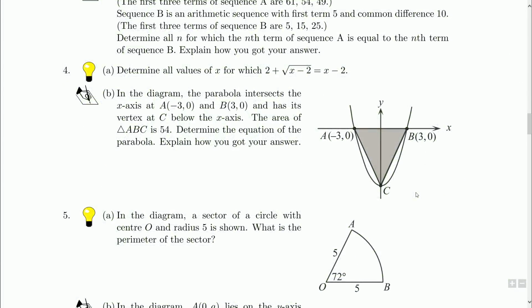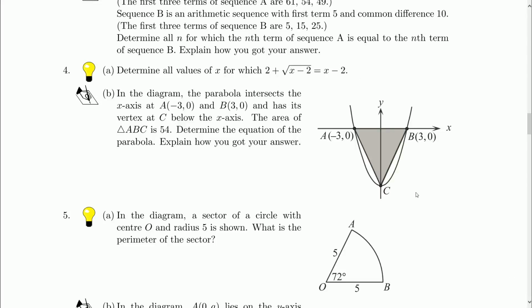4a, determine all values of x for which 2 plus square root of x minus 2 is equal to x minus 2. Alright, so we could just do some algebra and manipulate this, but it sort of just caught my eye. If we call this y, this is square root y. Or I guess maybe if I call this y, then this is y squared. So I have 2 plus y is equal to y squared. That's a quick quadratic we might need to solve.